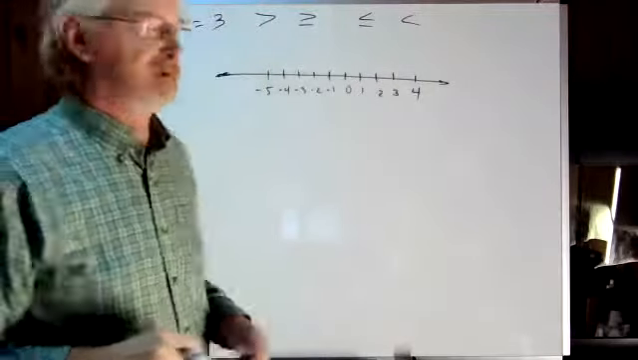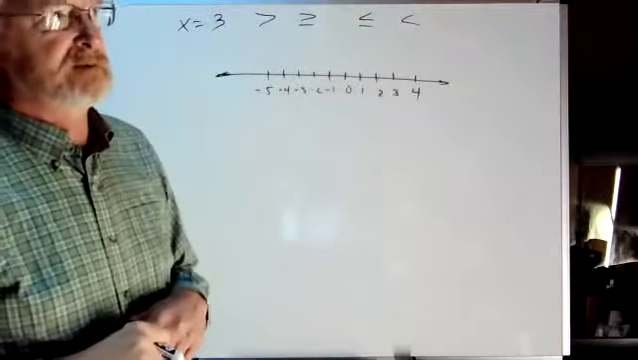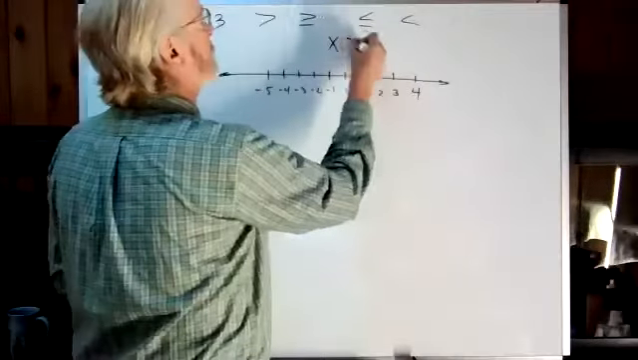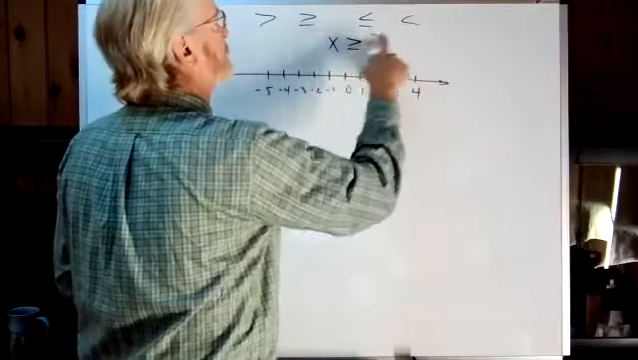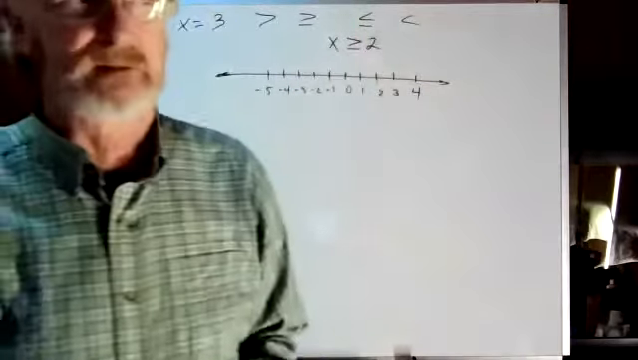a specific number on a number line, that would just be a dot, a point. That one point is the solution. But what if I'm talking about a solution? Let's give us a little more room to work here. I want all the x's greater than or equal to 2.